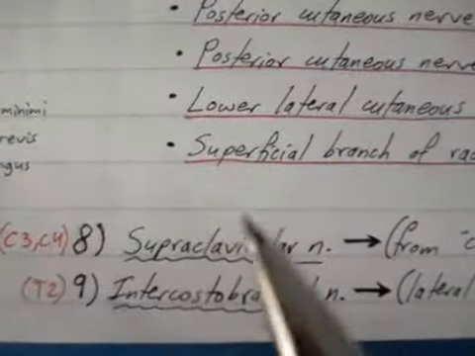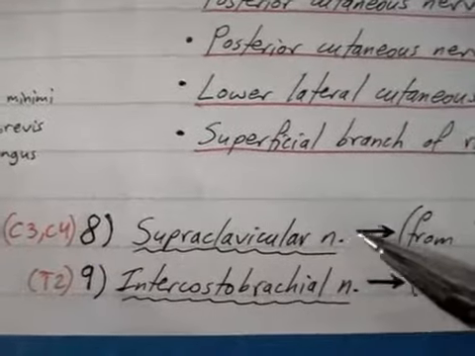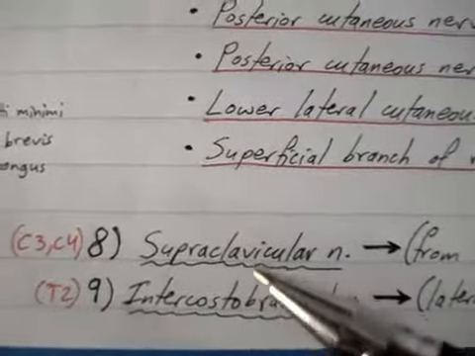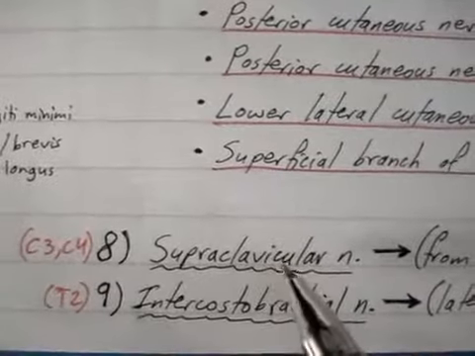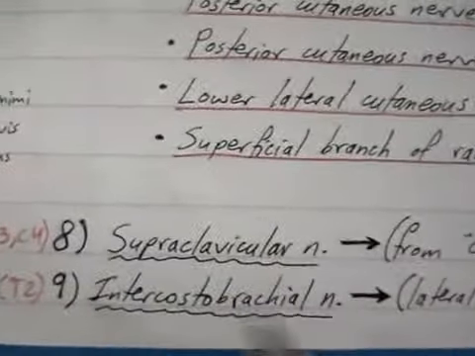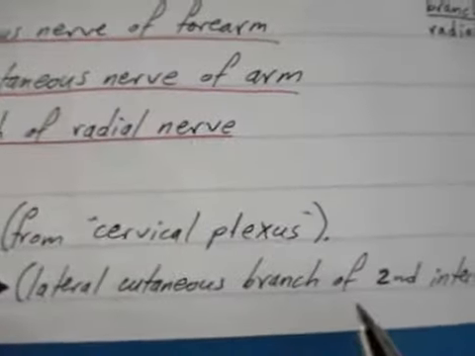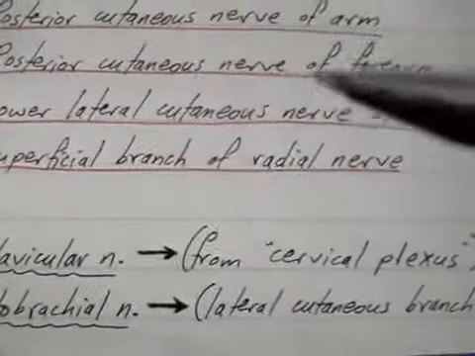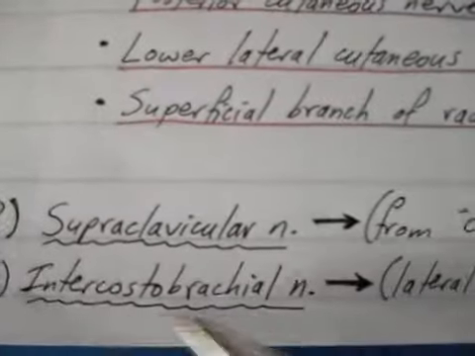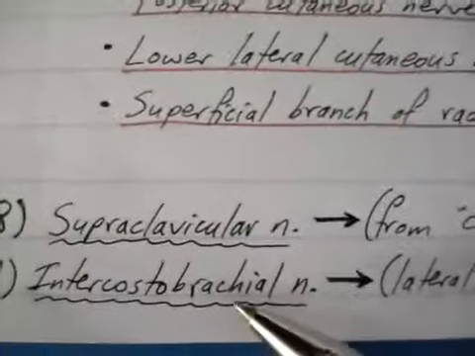Lastly, we will look at two more nerves. One is called the supraclavicular nerve, and one is called the intercostobrachial nerve. These are not part of the brachial plexus. The supraclavicular nerve, C3, C4, comes from the cervical plexus of the neck. The intercostobrachial nerve, or T2, comes from the lateral cutaneous branch of the second intercostal nerve. The intercostal nerves give off posterior, lateral, and anterior cutaneous branches, while the lateral cutaneous branch of the second intercostal is called the intercostobrachial nerve.